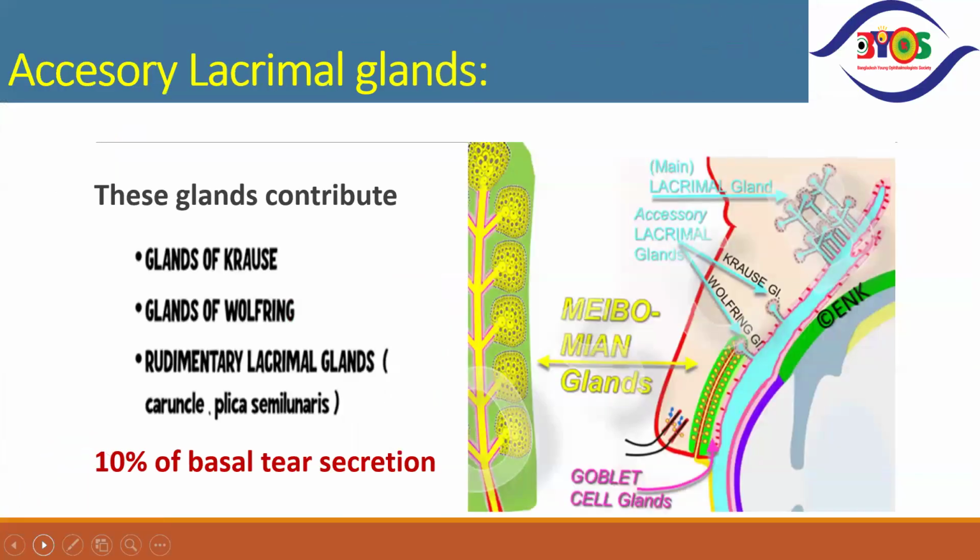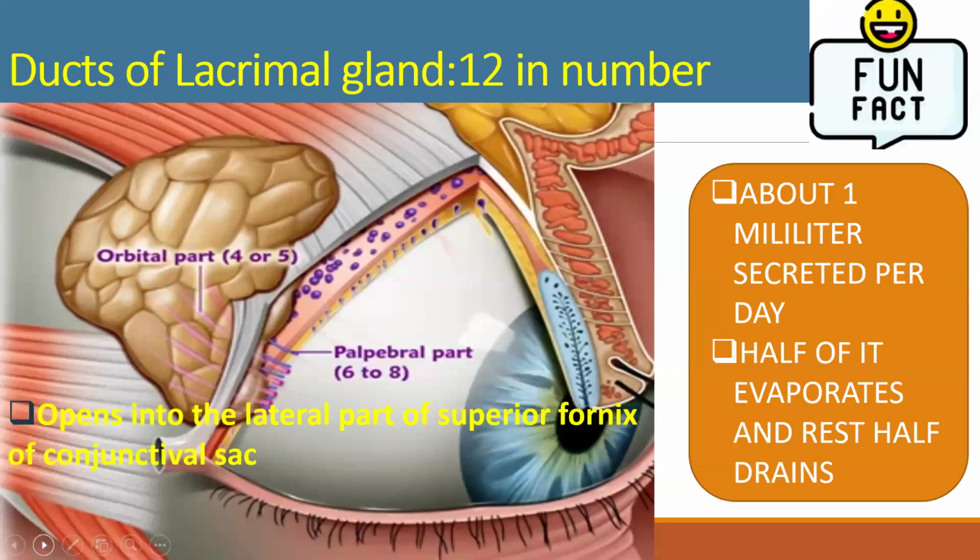Now, accessory lacrimal glands, as we know, contribute 10% of the basal tear secretion. These glands are the glands of Krause, Wolfring, and the rudimentary lacrimal glands. After the lacrimal gland comes the ducts of the lacrimal gland, which open into the lateral part of the superior fornix into the conjunctival sac, and they are 12 in number.